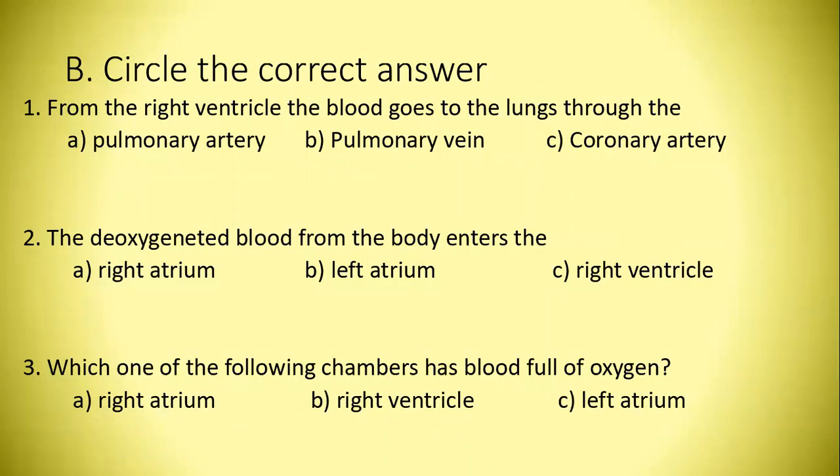Circle the correct answer. From the right ventricle, the blood goes to the lung through the dash: pulmonary vein, pulmonary artery, coronary artery. It's option A. The right answer is option A.